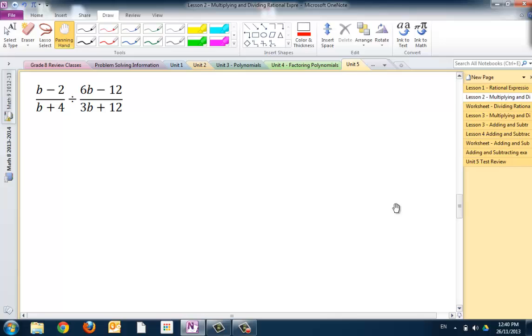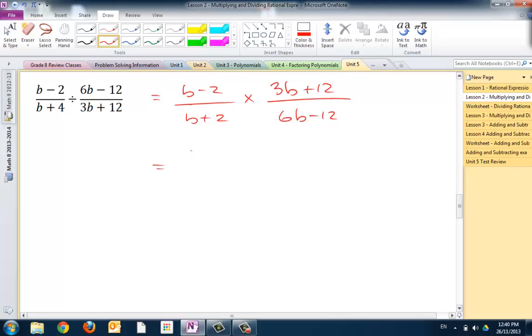All right, let's look at a quick division. So remember that when we divide, we are going to inverse and we are going to multiply. So I'm going to switch that to multiplication and put the 3b plus 12, 6b minus 12. There we go. And now I can do some factoring. So b minus 2, b plus 2. This is going to be 3 onto b plus 4.